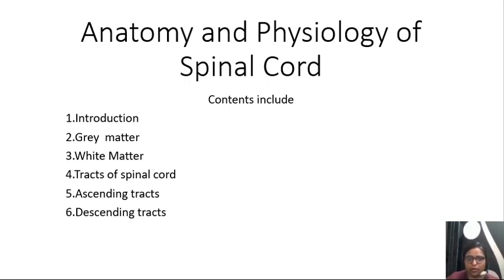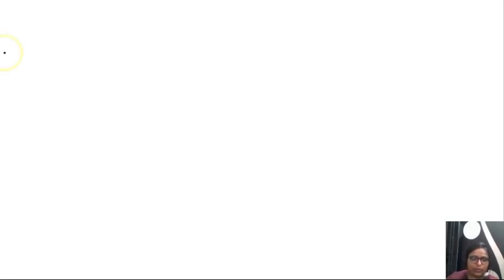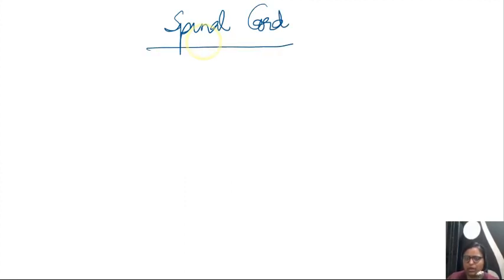If we talk about the introduction, let's say, what is a spinal cord? Spinal cord is what? Any idea? Spinal cord is what? It is actually a very important part of your body.